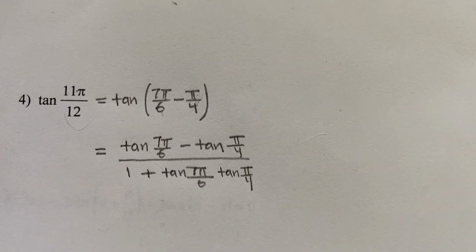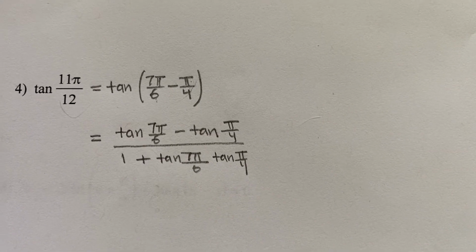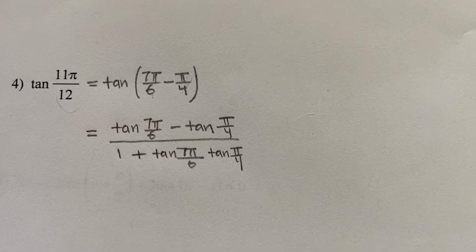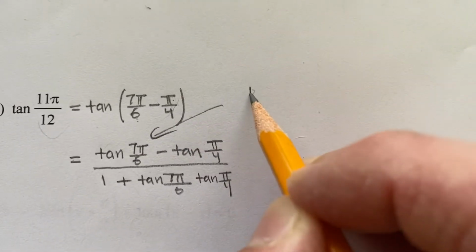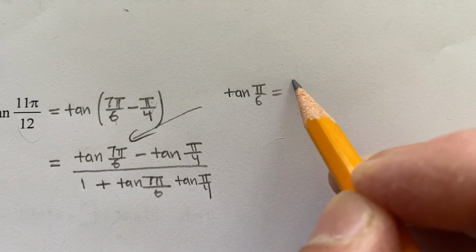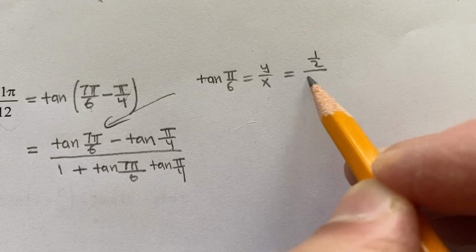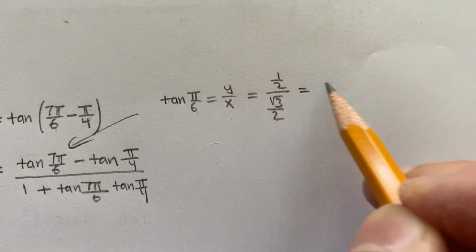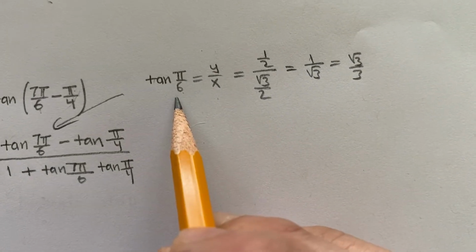Once you have the angles written out and you have the formula, I always like to say in class, the rest is all algebra. So let's practice and evaluate. The tangent of 7 pi over 6, well, what's the tangent of pi over 6? In the first quadrant, it's the ratio of y over x. The y value is 1/2, the x value is root 3 over 2. The tangent of pi over 6 is 1 over root 3, which is root 3 over 3.